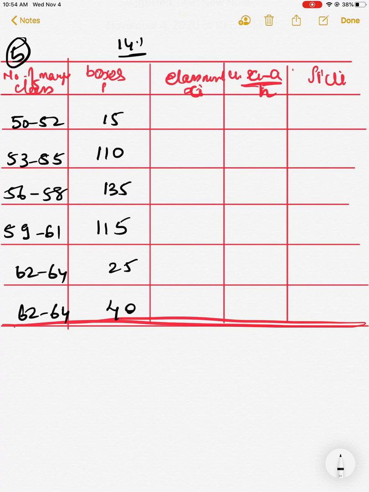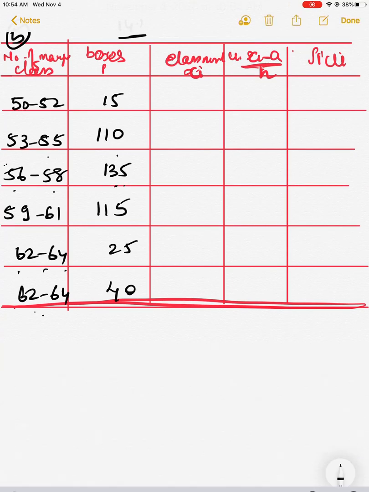So here are the number of mangoes and the number of boxes. 50 to 52 mangoes are there in 15 boxes. 53 to 55 are there in 110. 56 to 58, 135. 58 to 60, 115. 61 to 63, 25. And 64 to 66 is repeated here.